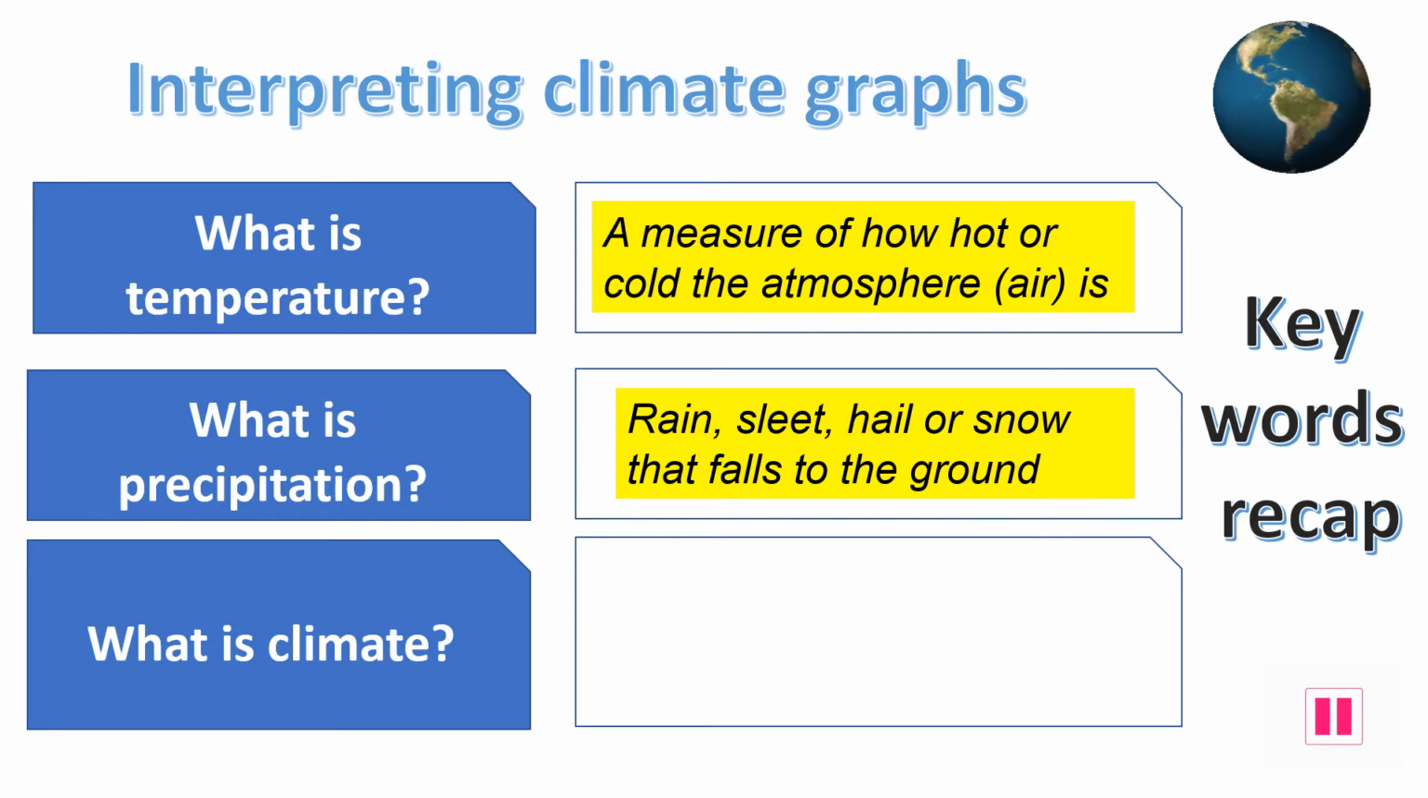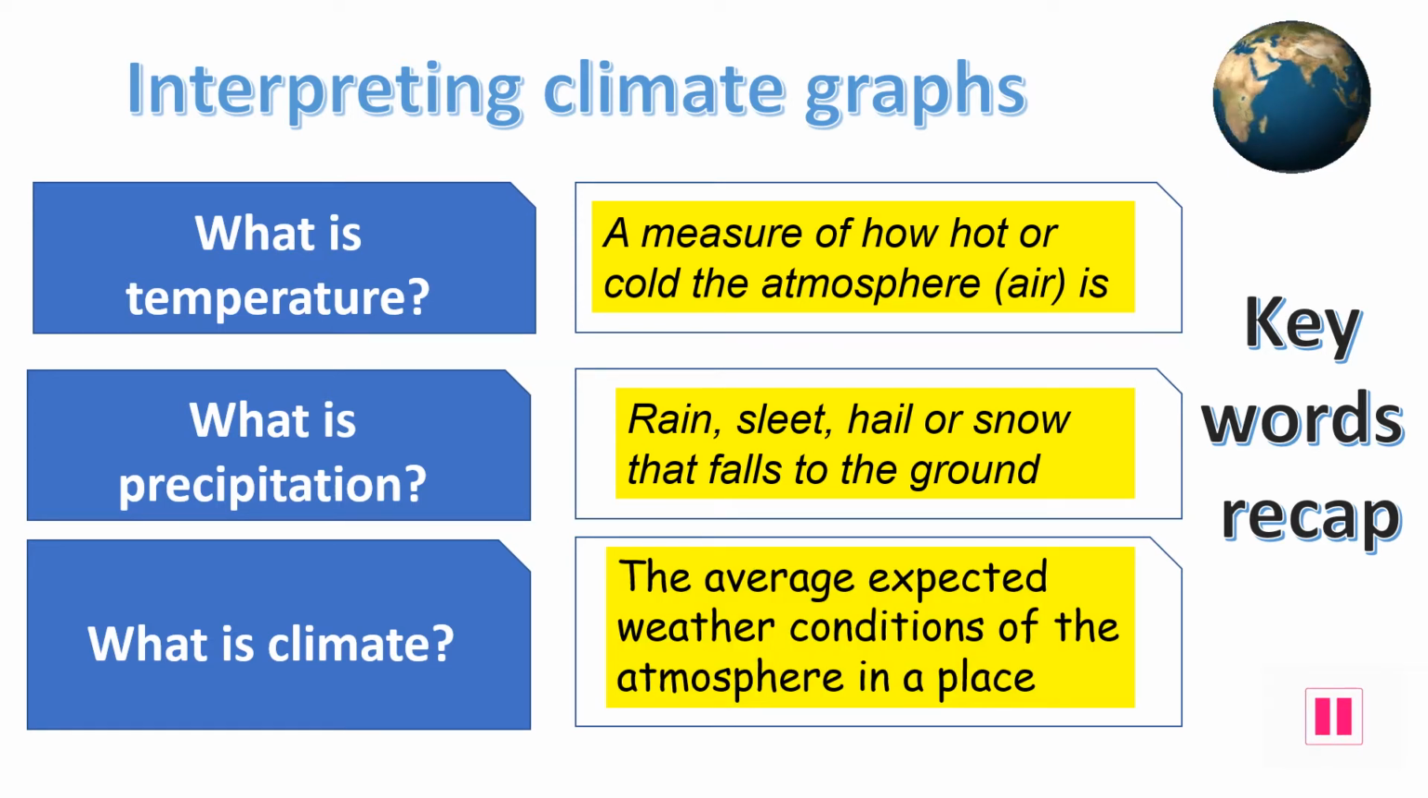Precipitation is rain, sleet, hail or snow that falls to the ground. A climate is the average expected weather conditions of an atmosphere in a place. Climate data is usually based on data that's been collected for well over 30 years. Pause the show now to make sure you understand these definitions before moving on.